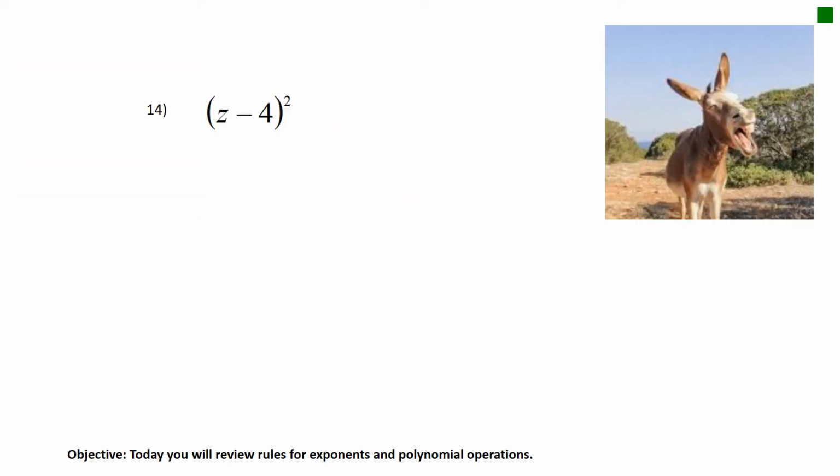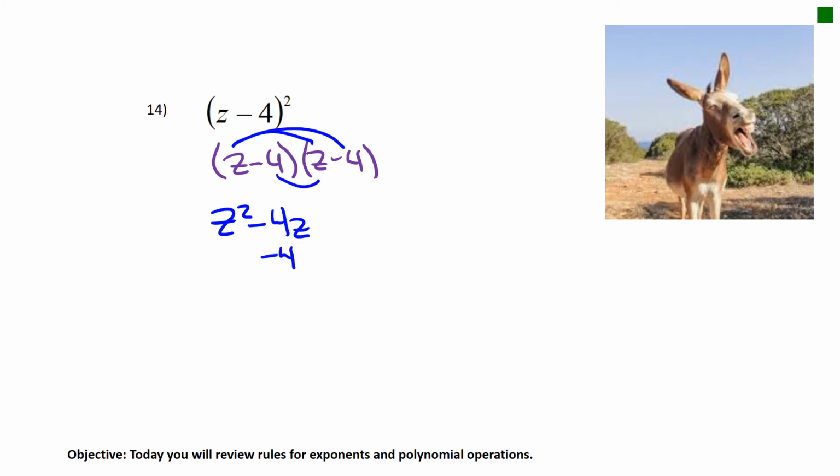These donkeys are happy. This, remember, means write it twice. So I'm going to write z minus 4 times z minus 4, and then I'm going to FOIL. Z times z is z squared. Z times negative 4 is minus 4z. Negative 4 times z is minus 4z, and when I said x, I meant z. Negative 4 times negative 4 is positive 16. So I have z squared minus 8z plus 16.